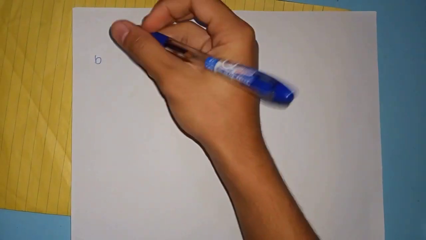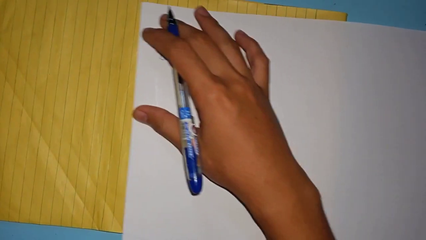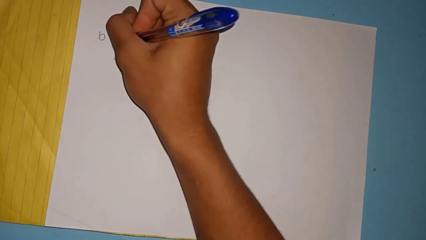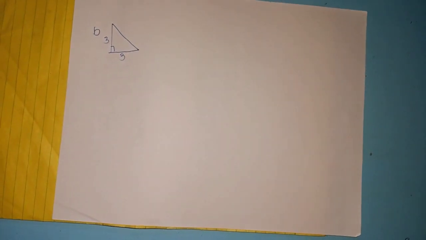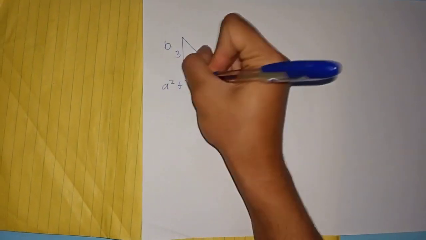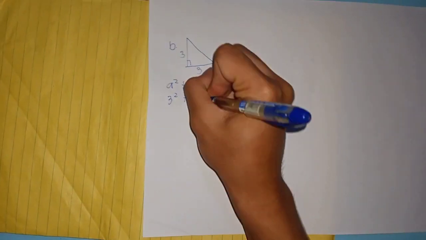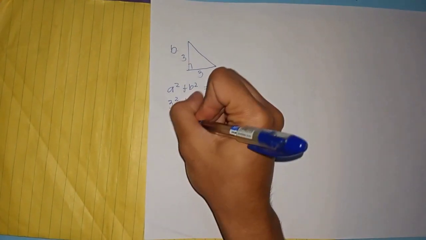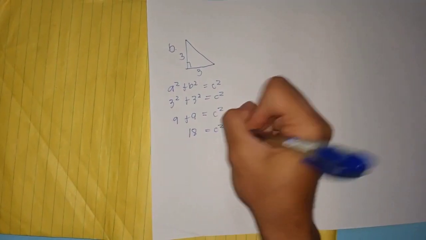So now let's proceed to letter B. The given here is the same side given. So we have the opposite 3 and the adjacent 3. So, just like A, we first find C. Using also the Pythagorean theorem, we have here a squared plus b squared is equal to c squared. So substitute: 3 squared plus 3 squared is equal to c squared. So 9 plus 9, we have 18 is equal to c squared.